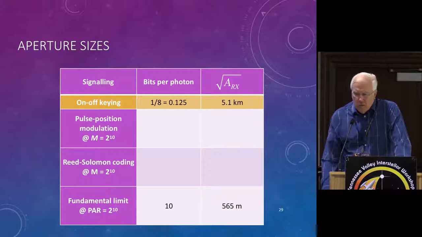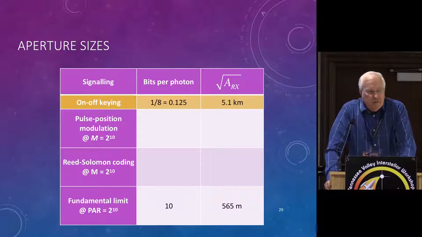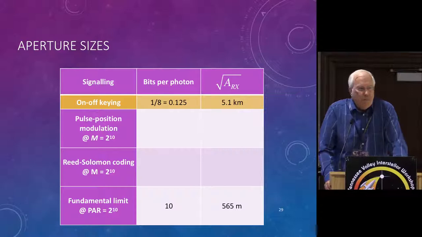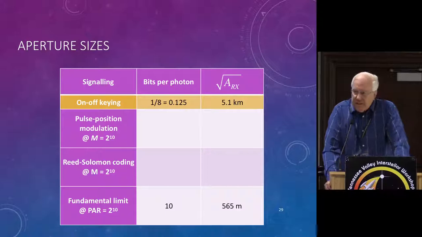So we can fill in one row of our table. Using this on-off keying approach, we can get 1/8 of a bit per photon. And if we plug in our equation for receive aperture size, we end up with a 5.1 kilometer aperture. Okay, so you'll notice there's a big gap, two orders of magnitude in aperture area, between this on-off keying approach and what can be fundamentally achieved.